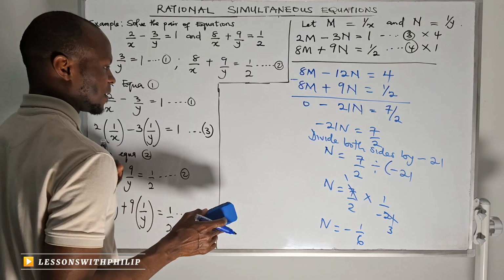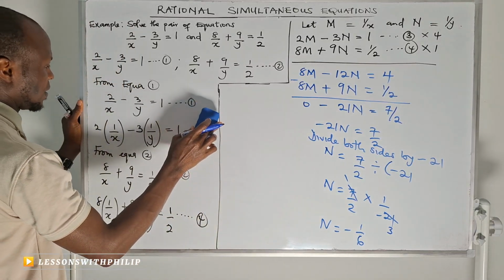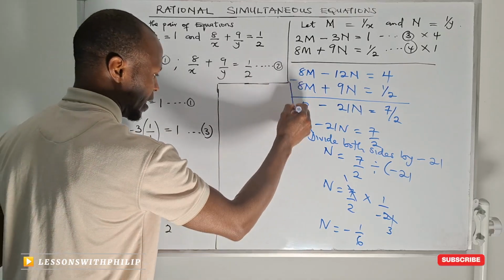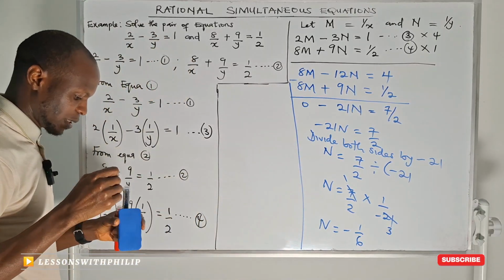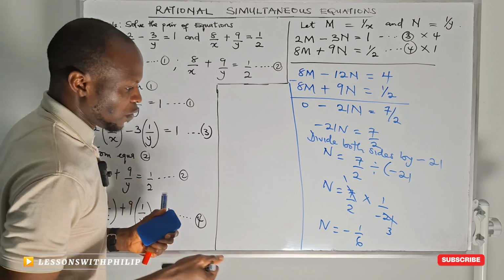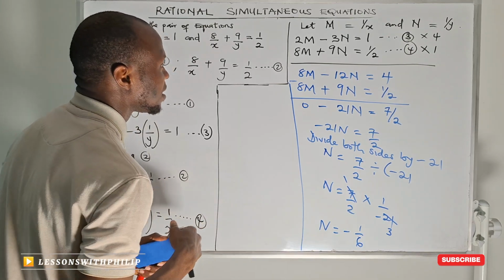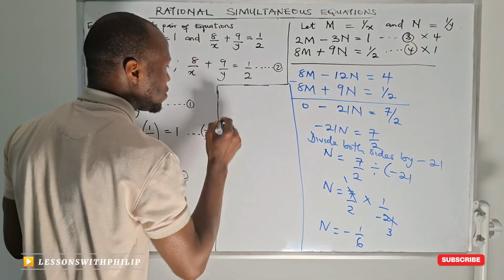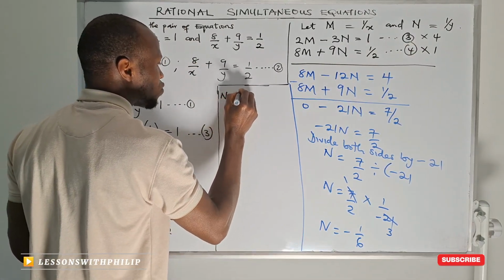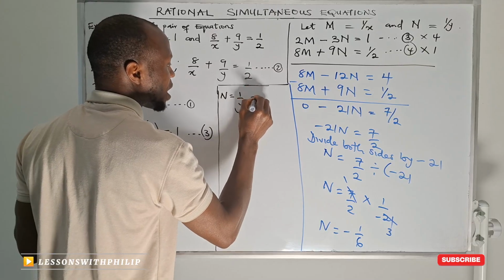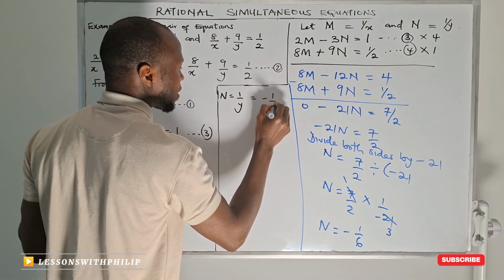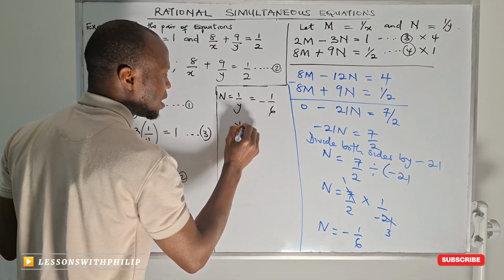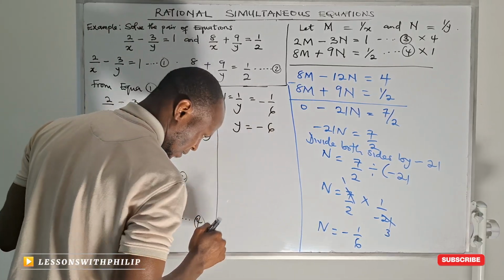Do you understand? So allow me to clean this. I don't want to clean this part because I'll still come back to that. Don't forget, n is not what I'm asked to find. I'm asked to find x, and I've represented n to be 1 over y. So if n equals 1 over y, which is now equivalent to minus 1 over 6, that shows that y is equivalent to minus 6.